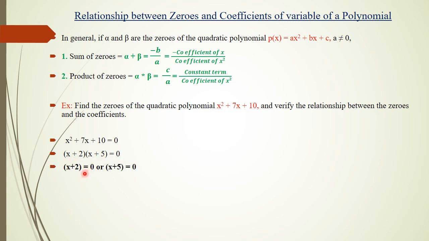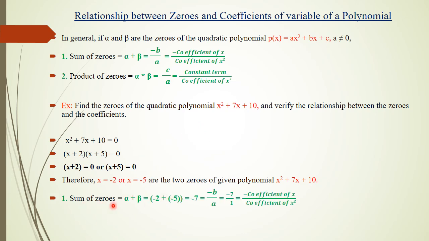Therefore I will equate them individually, that is x plus 2 is equal to 0 or x plus 5 is equal to 0. Therefore I get two zeros, that is x equal to minus 2 or x equal to minus 5. These are the two zeros of this given polynomial. Now let us verify these relationships of these zeros of the polynomial.